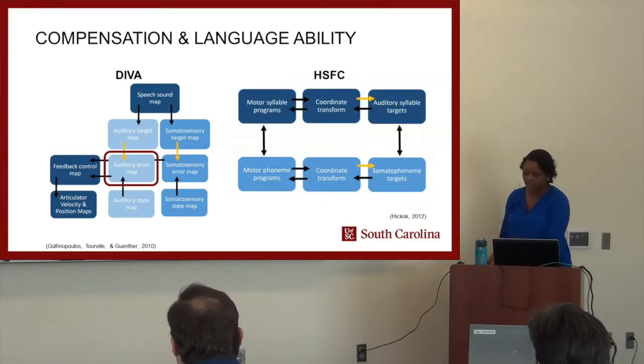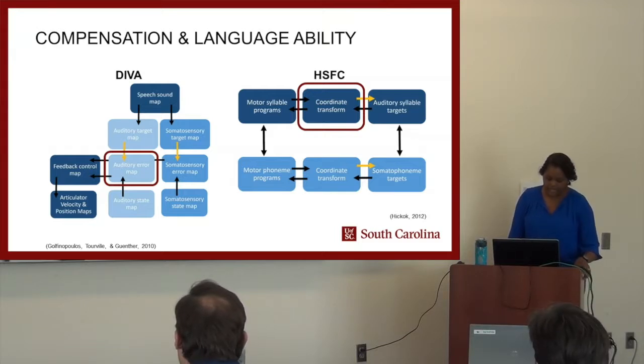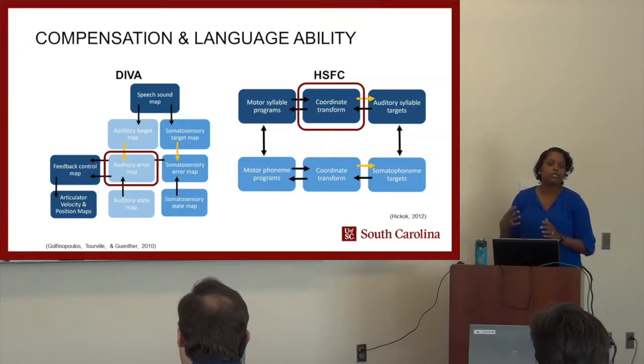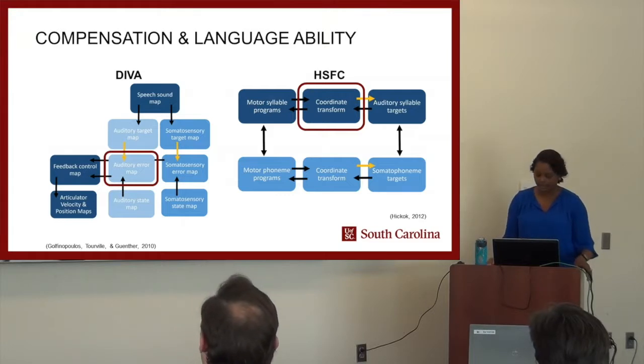And then in the HSFC, SPT has been associated with the coordinate transform and that higher level sensory motor loop. And what that component does is facilitate communication between auditory and motor systems. So in both cases, damage to area SPT would likely certainly impair integration of sensory and motor information. So we're expecting that those individuals who do have this pattern of damage will perform poorly on both types of tasks.